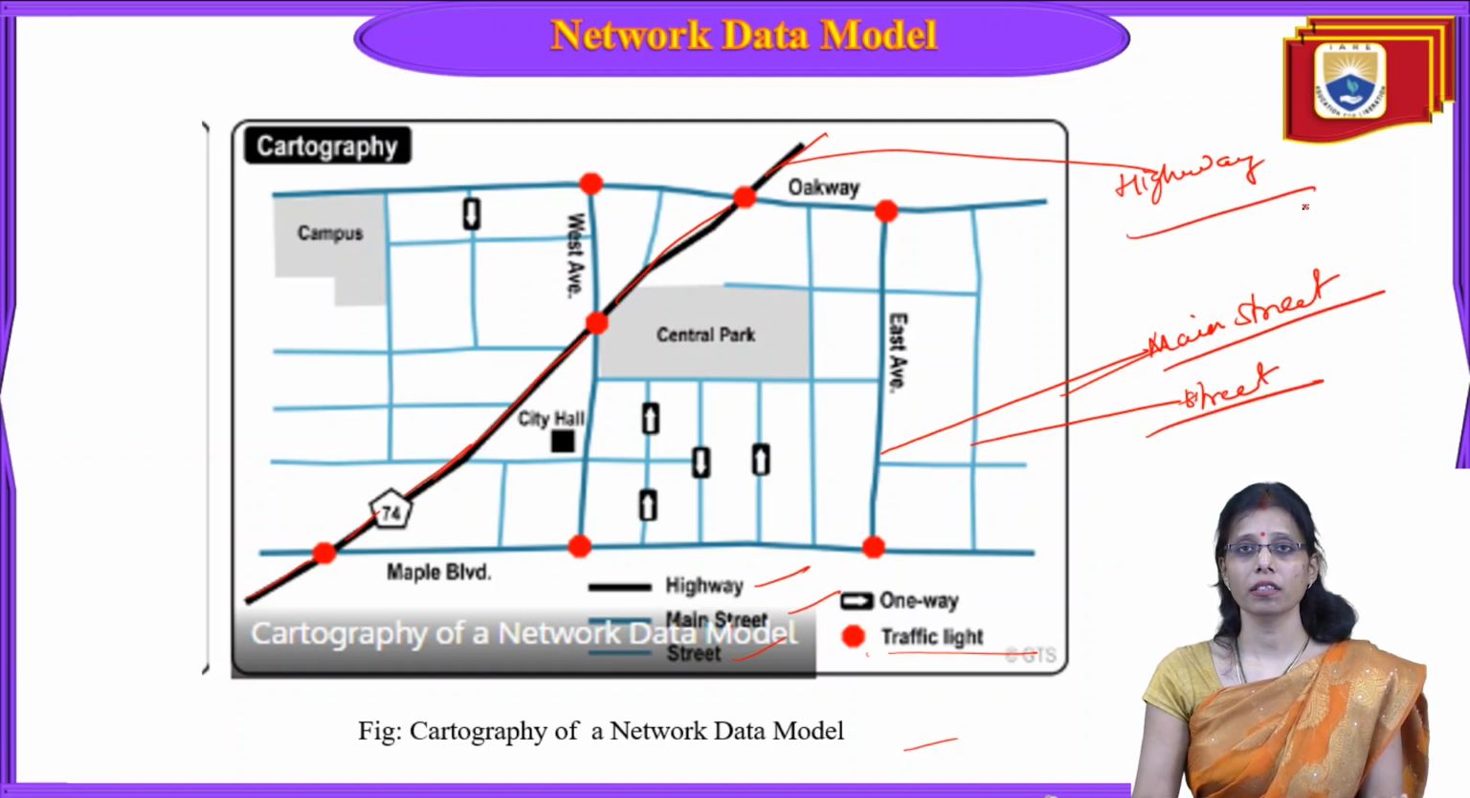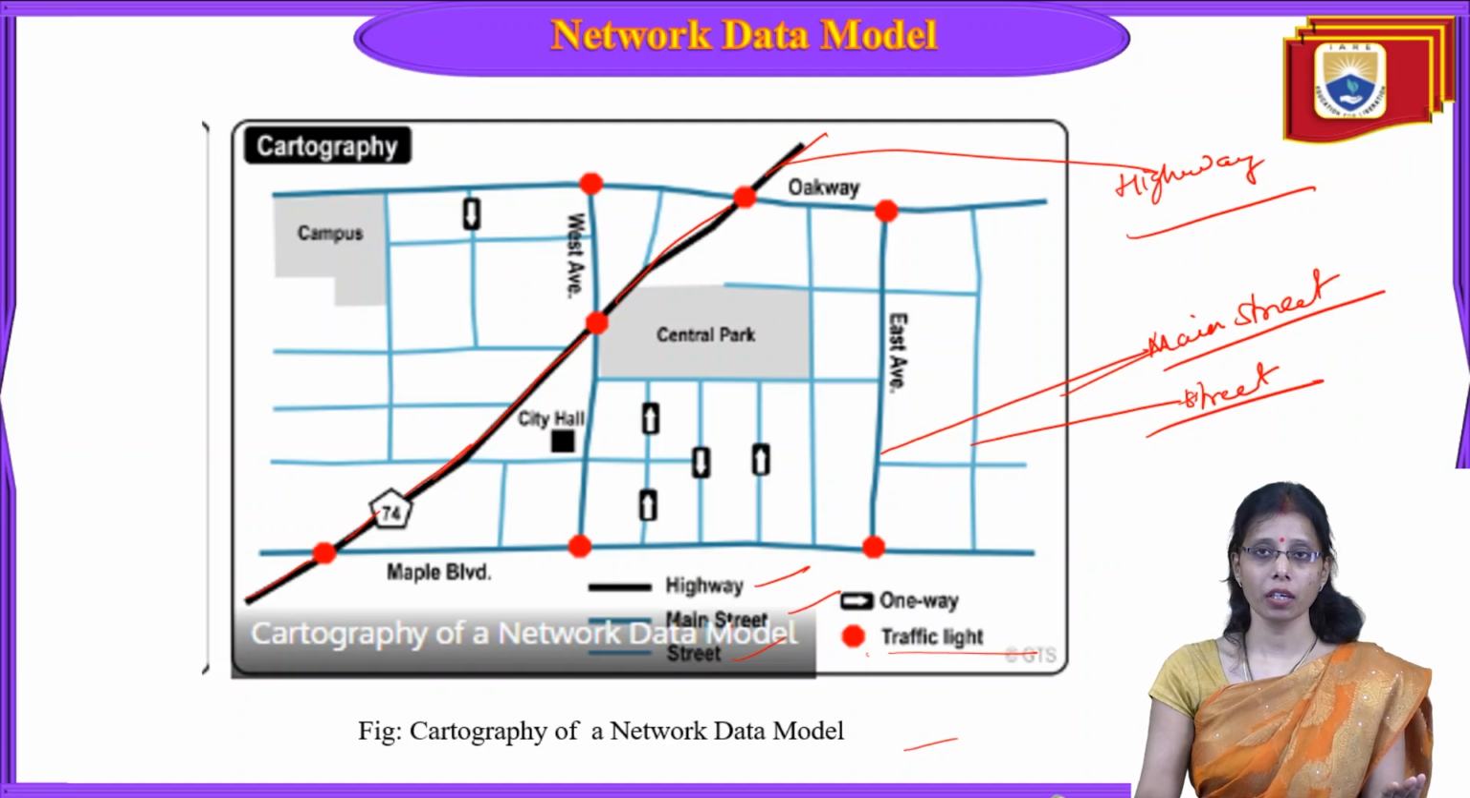To represent this in cartography with the help of symbols, it can be represented as either highway, main street, small street, or one way. If you want to show one way, you can see the arrow in this box. This is how it shows one way. Now traffic lights. These are all traffic lights, which are represented in the map.